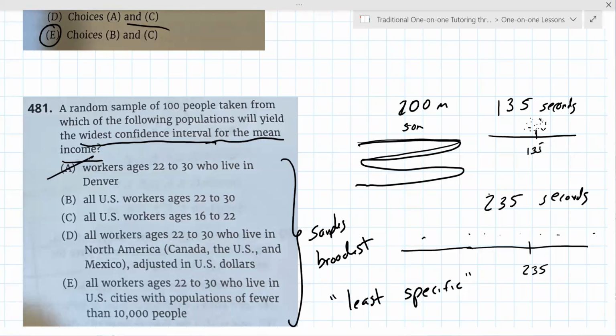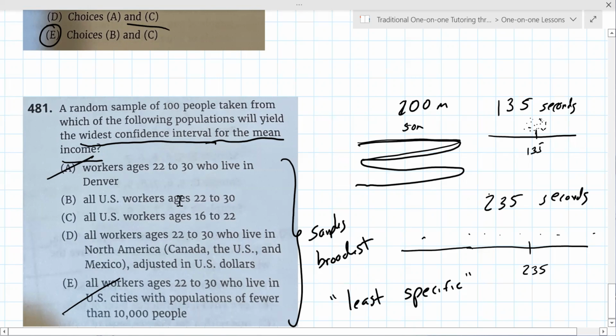One of the things about C is that it includes people that have a job that you would have in high school, so it might be very hourly. 22 could be a young professional. I'm not sure. Compared to E and B, E is more specific, so that's why we would say E is out. 22 to 30, you've got a lot of range, people just coming out of school versus those that have 7, 8 years of experience, you would think would be a little bit more varied than 16 to 22.